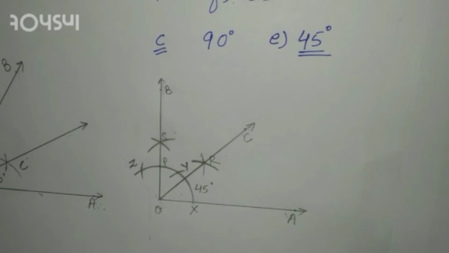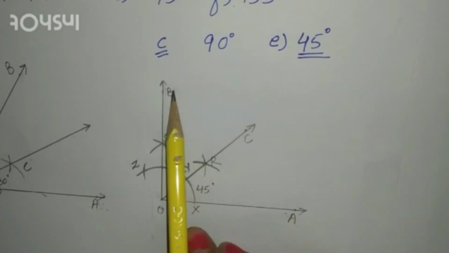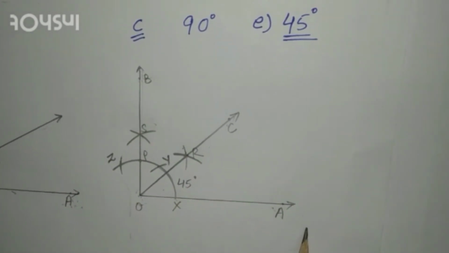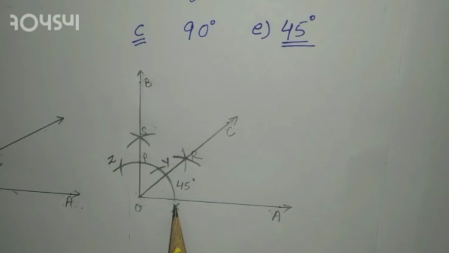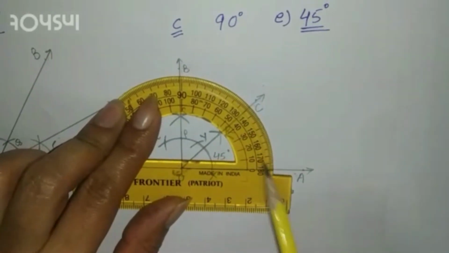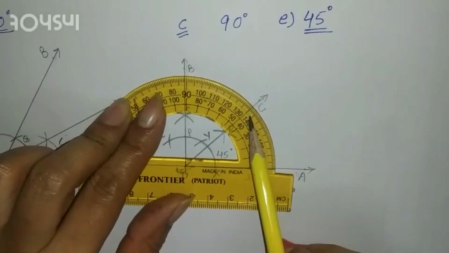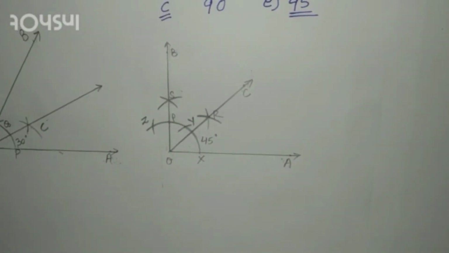So if you have to make an angle of 45 degree, what will you do? First of all, draw an angle of 90 degree and after that bisect that angle. Then you will get an angle of measure 45 degree. You can check with the help of a protractor also that the measure is exactly 45 degree. Okay, so this is E part of question number 5. Now let's start F part.